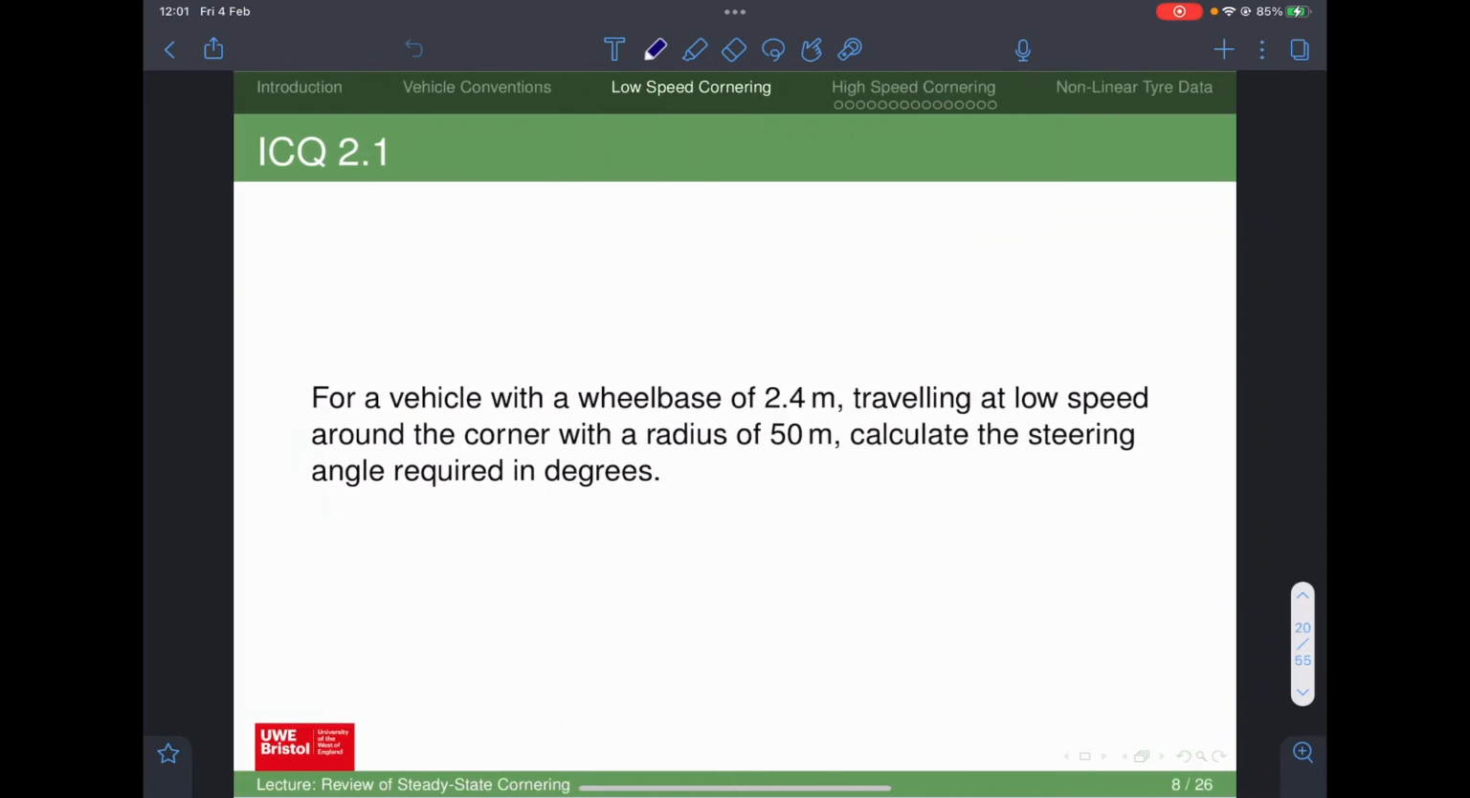So, that's an in-class question. For a vehicle with a wheelbase of 2.4 metres, travelling at low speed around a corner of a radius of 50 metres, calculate the steering angle required in degrees. It's a very simple calculation. Like I said, get a pen and a piece of paper. The question is in the notes, so you don't actually need to write the question down, but you can. ICQ 2.1 is this question.